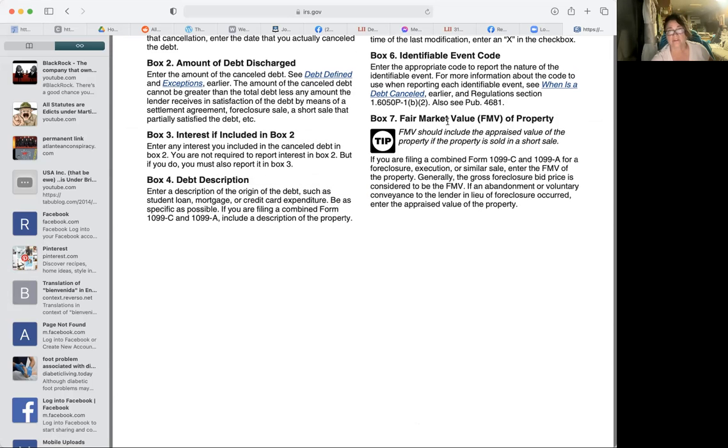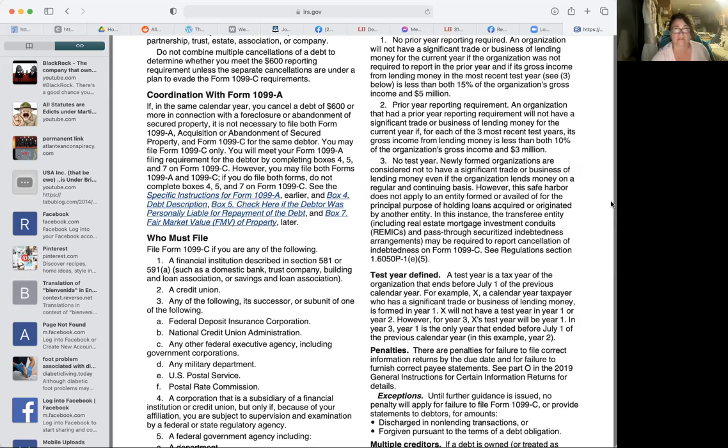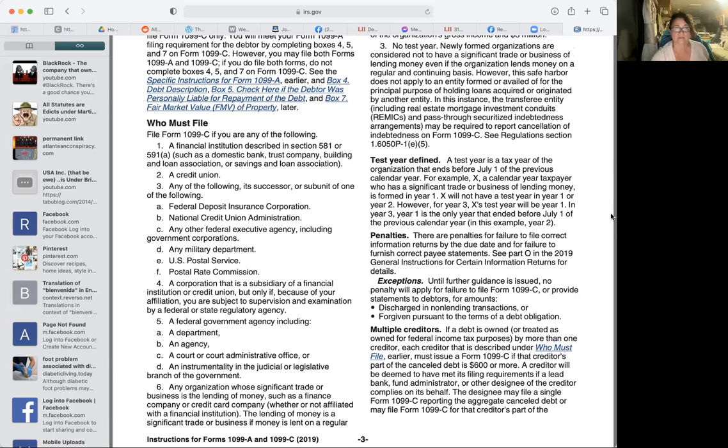So let's just look at this one. Box 7, fair market value of property. Fair market value should include the appraised value of the property if the property is sold in a short sale. If you are filing a combined form 1099-C and 1099-A for foreclosure, execution, or similar sale, enter the fair market value of the property. Generally, the gross foreclosure bid price is considered to be the fair market value. If an abandonment or voluntary conveyance to the lender in lieu of foreclosure occurred, enter the appraised value of the property. So I would think that this has to do with a house versus some type of traffic ticket. See how weird that happened? This is bizarre.